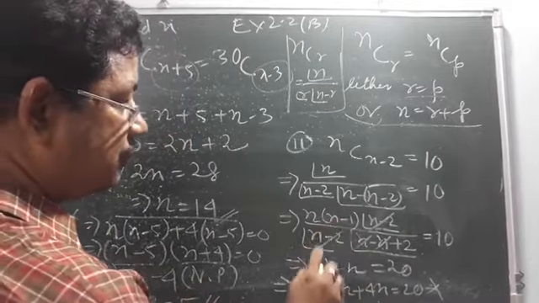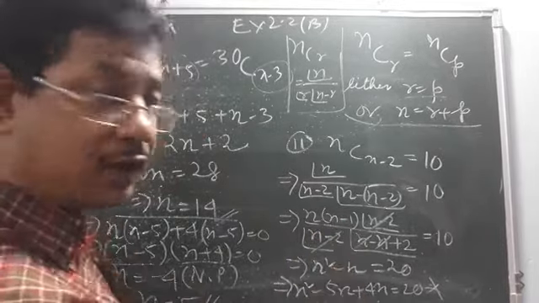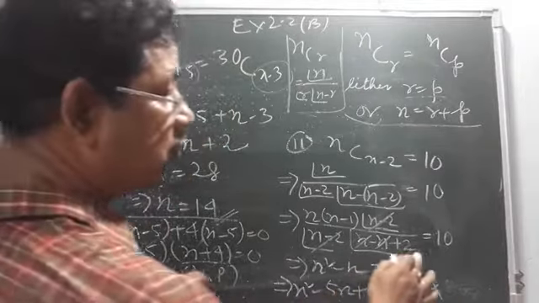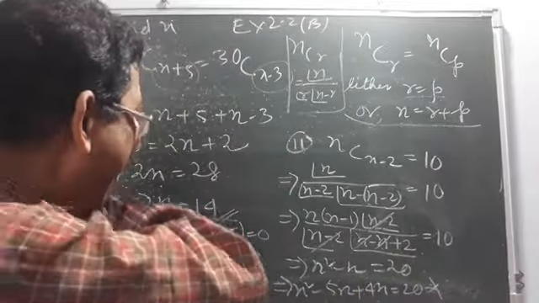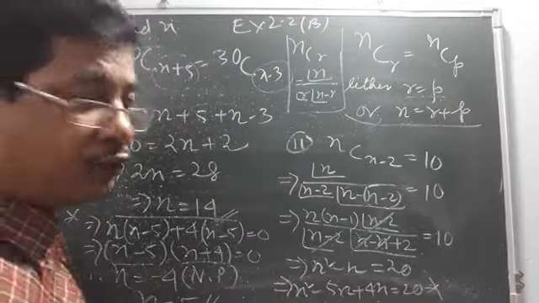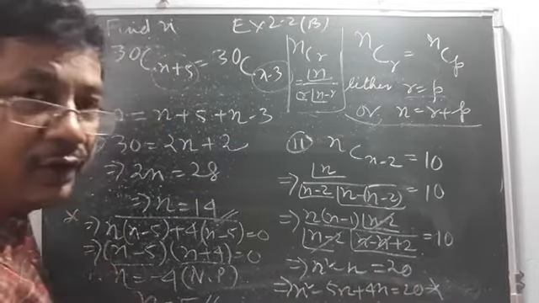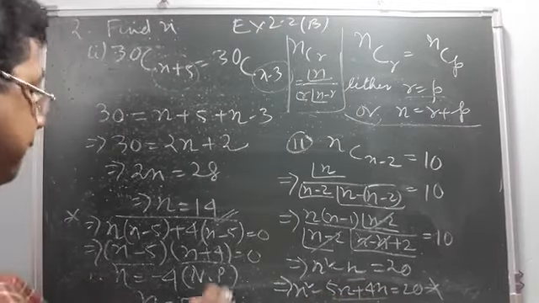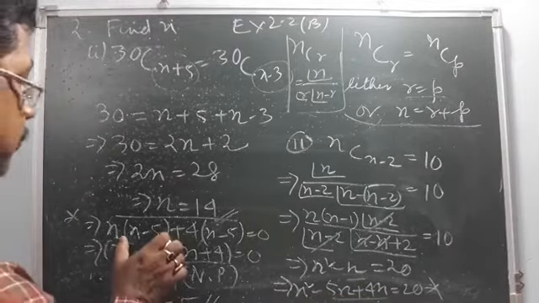If we withdraw this bracket, n into n square minus n, factorial 2 is what remains here. Factorial 2 into 10 is 20. Now middle term factorization: this can be written as 5 into 4. 5 minus 4 is our n, so n can be written as 5n plus 4n. Now we have taken n common from this.